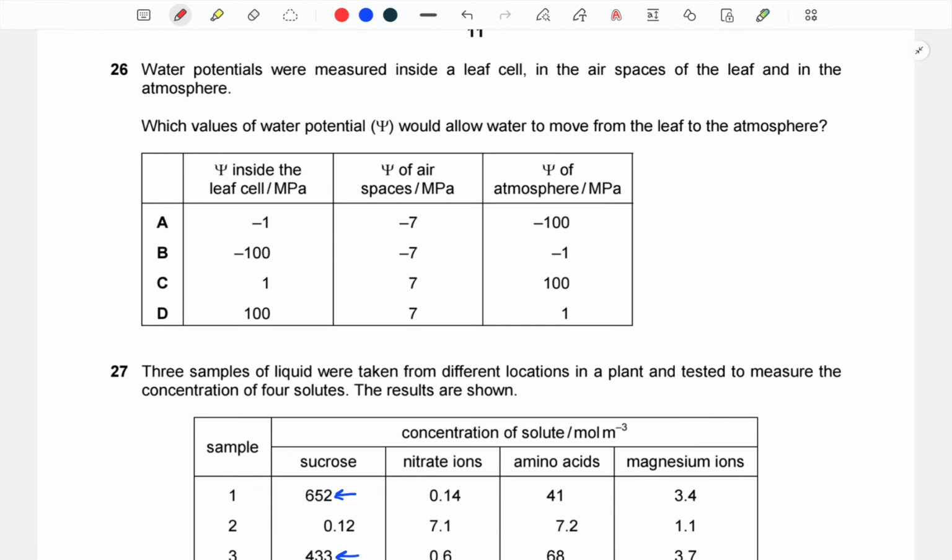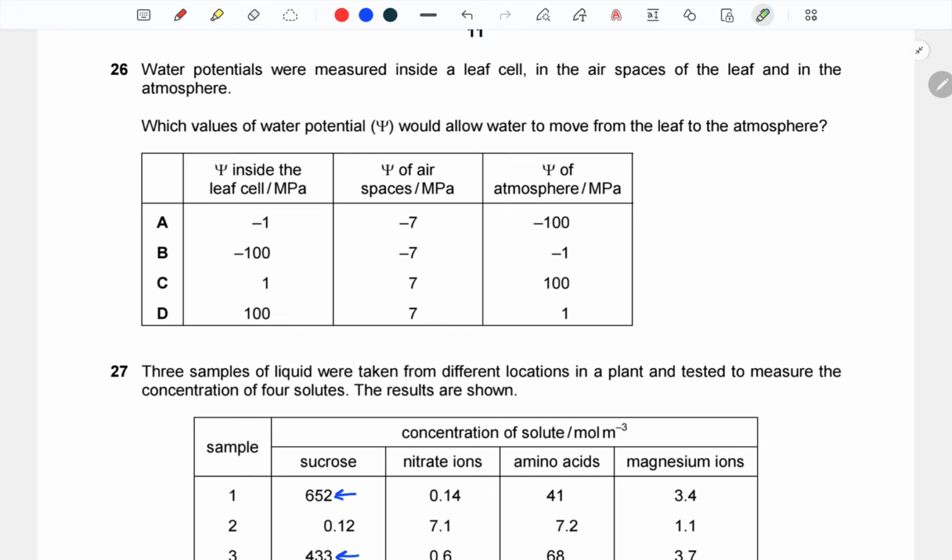26. Water potentials were measured inside a leaf cell, in the air spaces of the leaf cell, and in the atmosphere. Which value of water potential would allow water to move from the leaf cell to the atmosphere? So if we look into this question, the water needs to move from a higher to a lower water potential. And the higher the negative number, the higher the solute concentration.